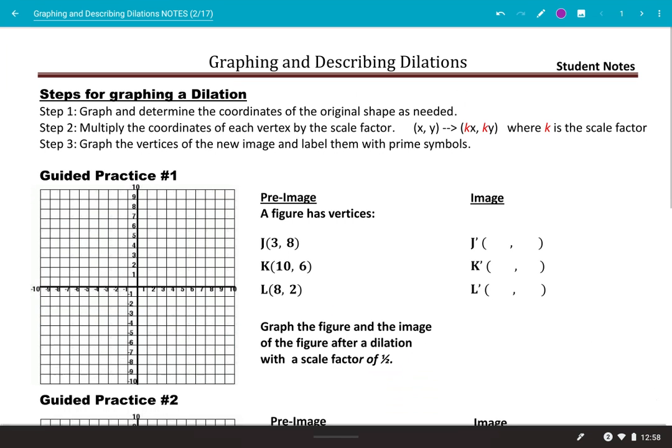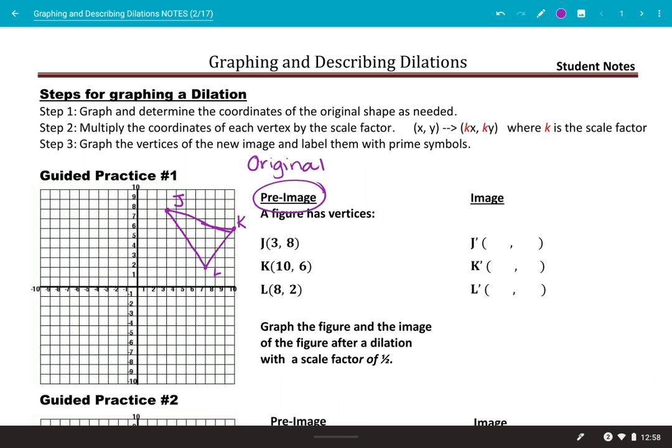So here we have dilation. We're going to have our first image, our pre-image. This is our original shape. So we're going to graph it. At 3, 8, this is J. At 10, 6, this is K. And L is 8, 2. And we can see this is a triangle. And you can hear the trains in the background.